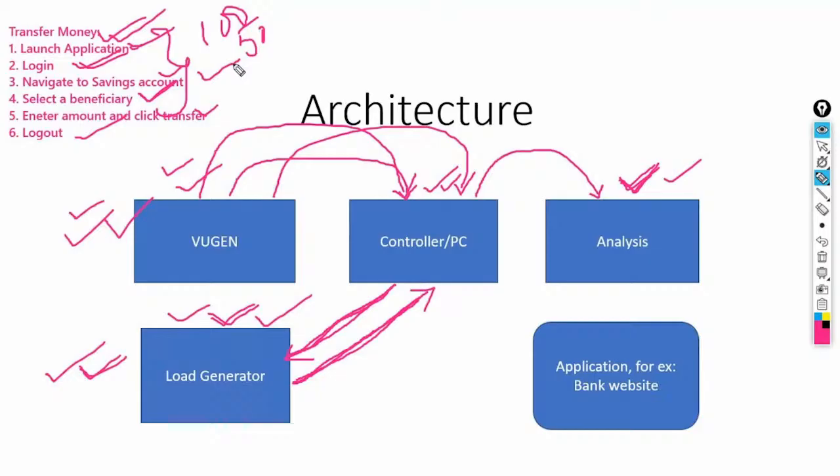Now each of these steps, like launch or login or select a beneficiary or navigate to savings account, can you tell me how much time is the standard? Let's say I click a link and I'm navigating to another page. According to you, within how much time does it have to go to the next page? Can anyone tell? Any guess? Whatever the application may be, if you click a link or a button, within how much time does it have to go to the next page, or load the same page?